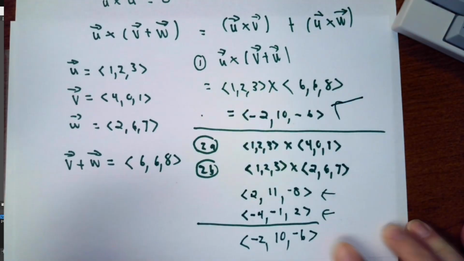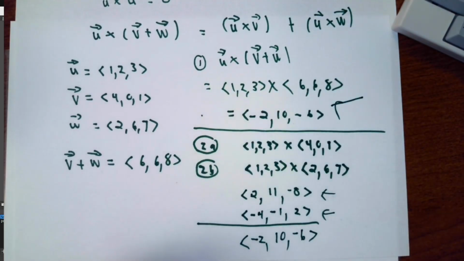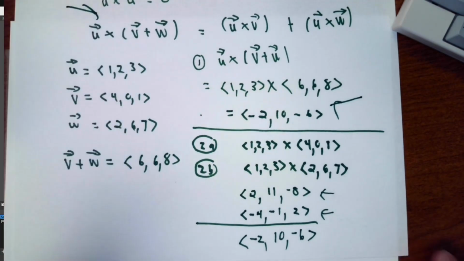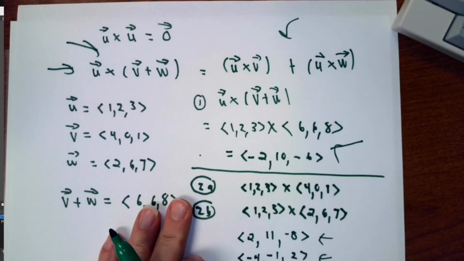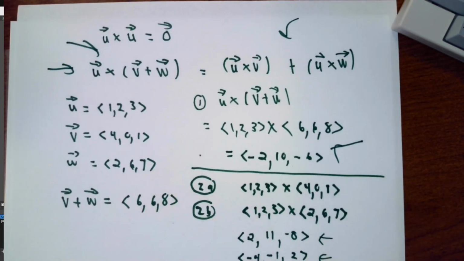This is u cross v plus w, which is the left side, and they both work out to be negative 2, 10, negative 6. So again, this gives supporting evidence to the claim that this is always going to be true, but it doesn't prove that it's always going to be true.